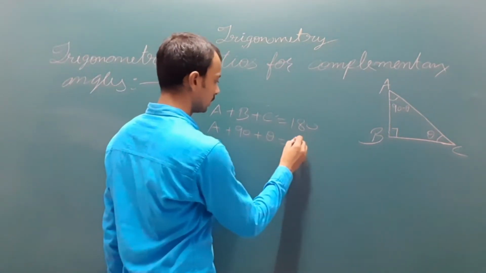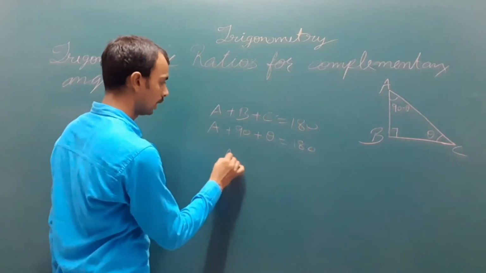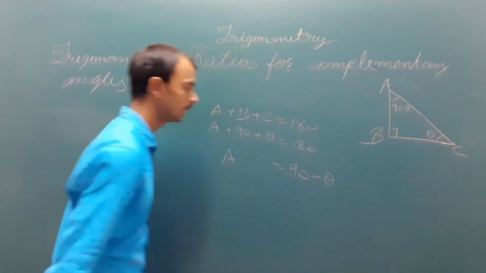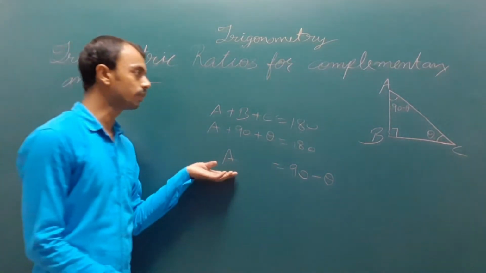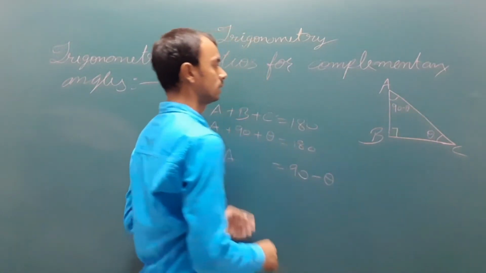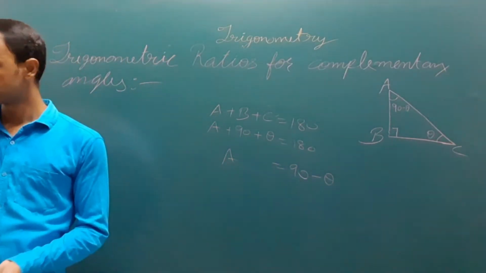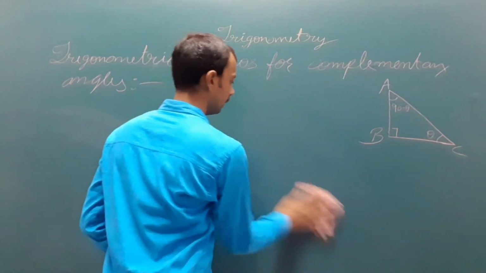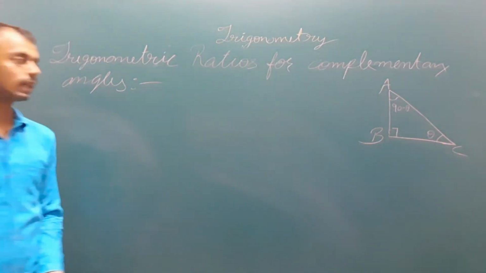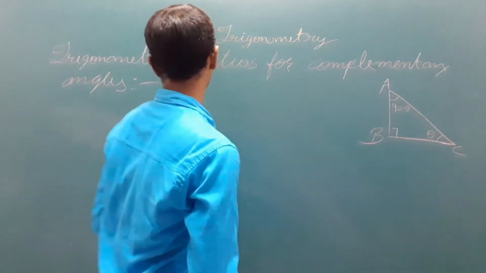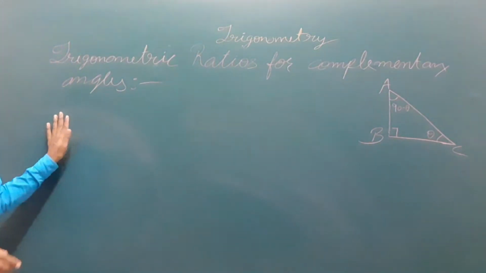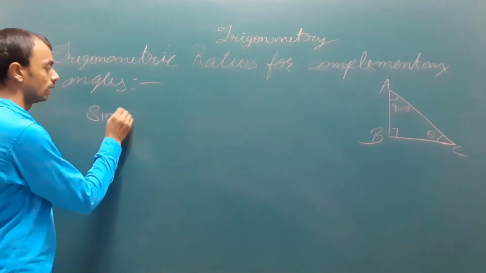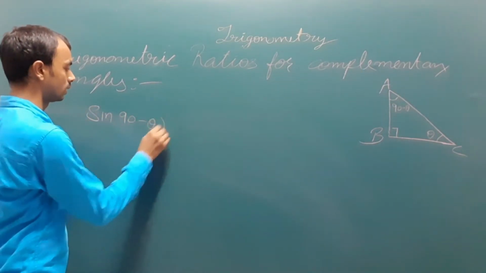If I transpose 90 to that side, it gives me 90, and theta goes to that side, giving 90 minus theta. So the value of angle A will be 90 minus theta, less than 90. If I subtract theta from 90, I get the value of angle A. So let us derive the ratios of angle 90 minus theta.